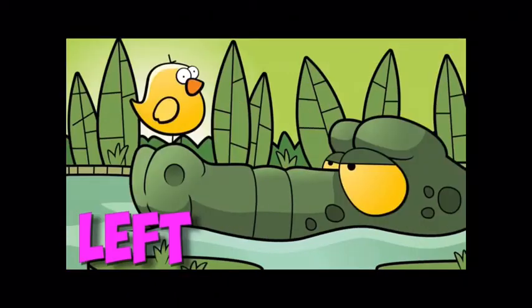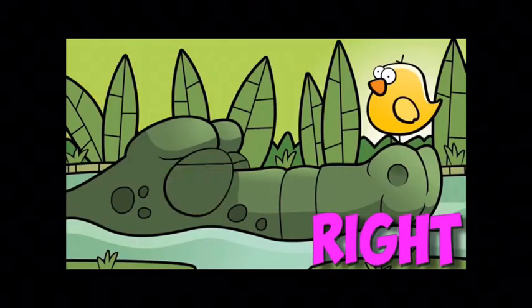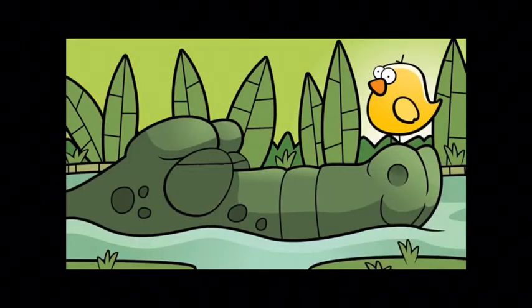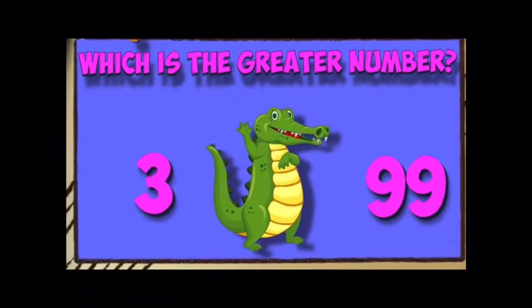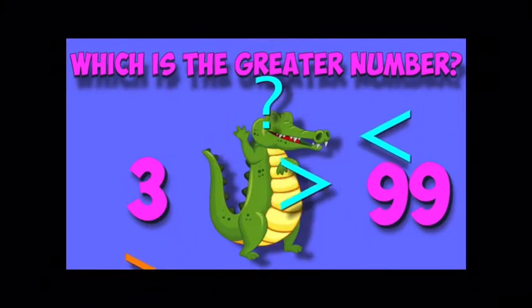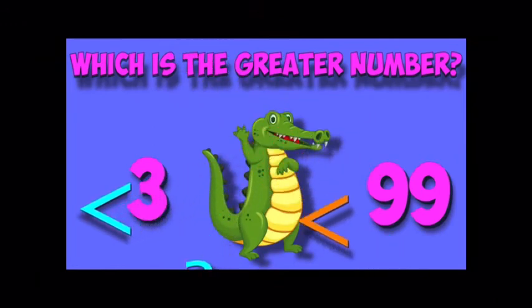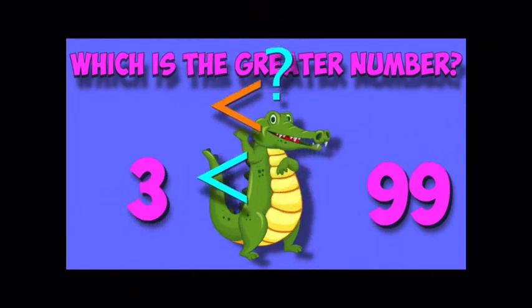Looks for something on his left side. Looks for something on his right side. Alligator wants the biggest meal every day and every night. What's the biggest number? I'll eat the greatest number. I'll open my mouth for the greatest number. Yummy, yummy, yum, eating numbers is so fun.